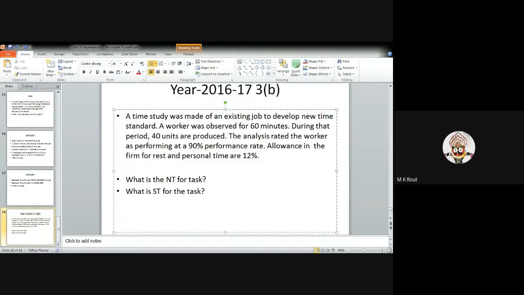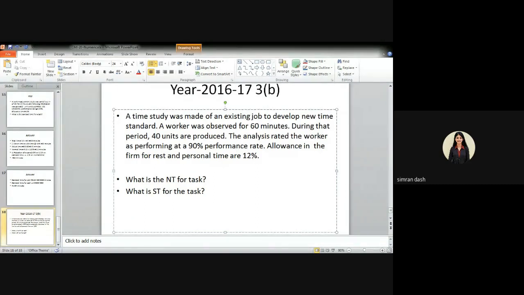The total time is given as 60 minutes, the percentage of working is given as 1.5, and the PR rating is given as 90%, or if you convert it into decimal, 0.9, divided by 40. 40 is given as the units produced. So 2.025. Exactly.